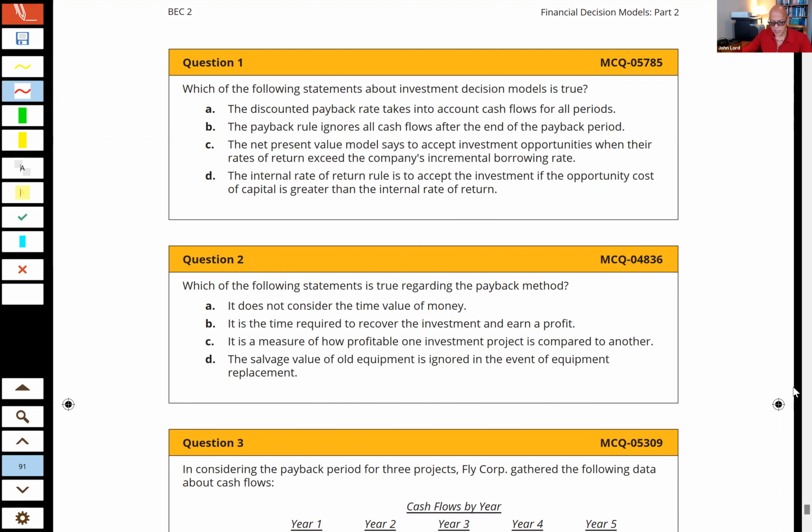Which of the following statements about investment decision models is true? The answer here is B, but since there was a bit of a tie for C: the net present value method says to accept investment opportunities when their rates of return exceed the company's incremental borrowing rate. Where did that come from?